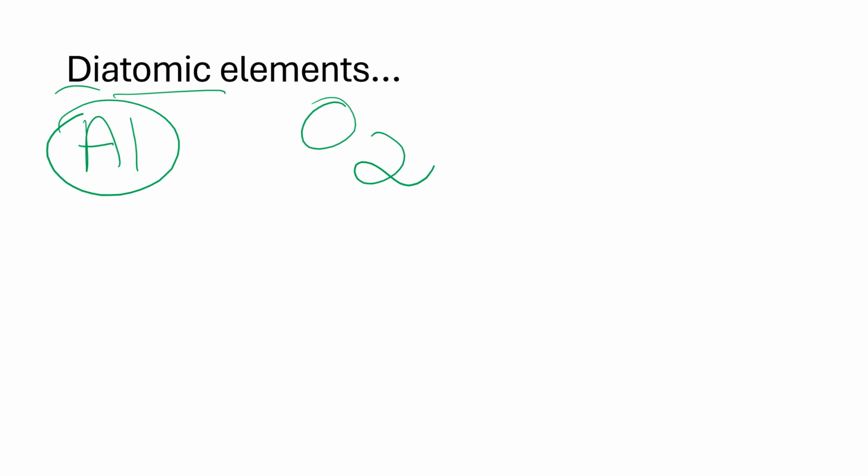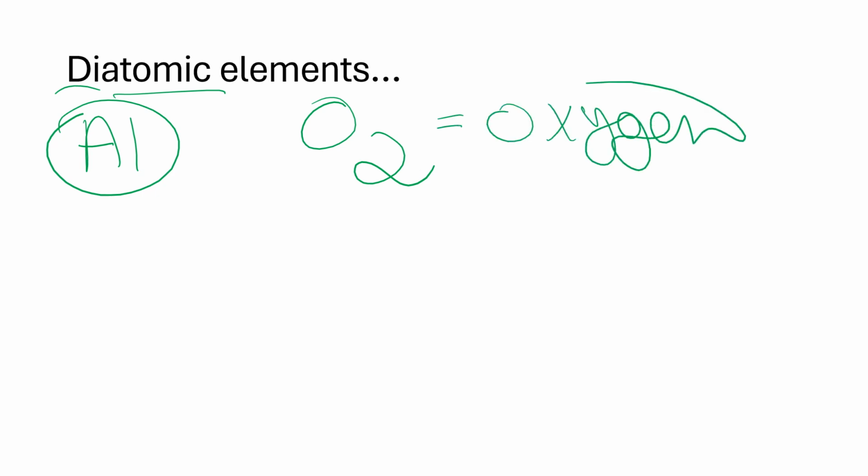There are elements that, when existing alone, bond with one another, and those are called diatomics, meaning two atoms. So for example, if we said aluminum, it's going to be 1. But an example that you've heard throughout time is if someone goes O2, that's oxygen. So oxygen is a diatomic, aluminum is not.